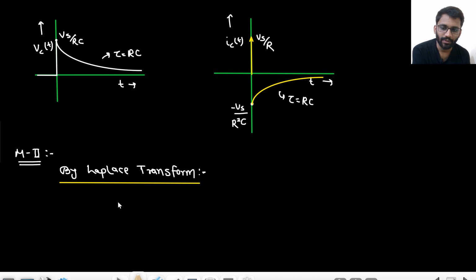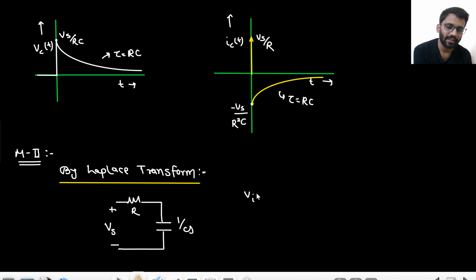So what was your input? Forget about the input. First let's make the circuit. That is the resistance, that is the capacitance, that is 1 by Cs, and now we have the input. My input was Vs delta t, so V in t was Vs delta t. What will be the Laplace transform of V in t?